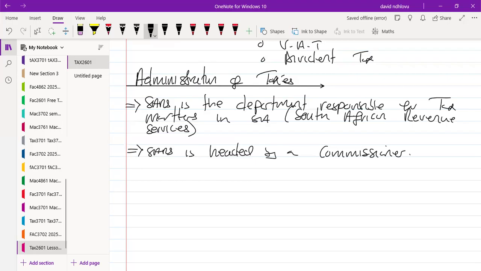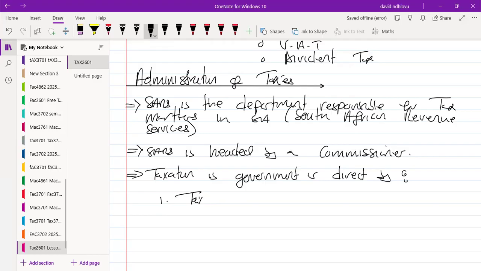Then we are saying taxation is governed, or directed, by, number one, the acts or tax legislation, and also by what we call judicial decisions.